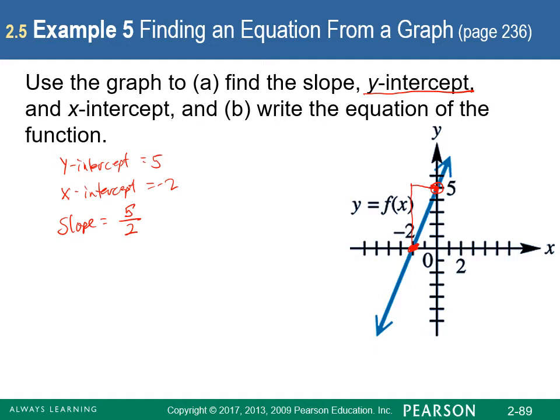So now we can write the equation using the slope-intercept form as 5 halves x plus, and the b is the y-intercept.